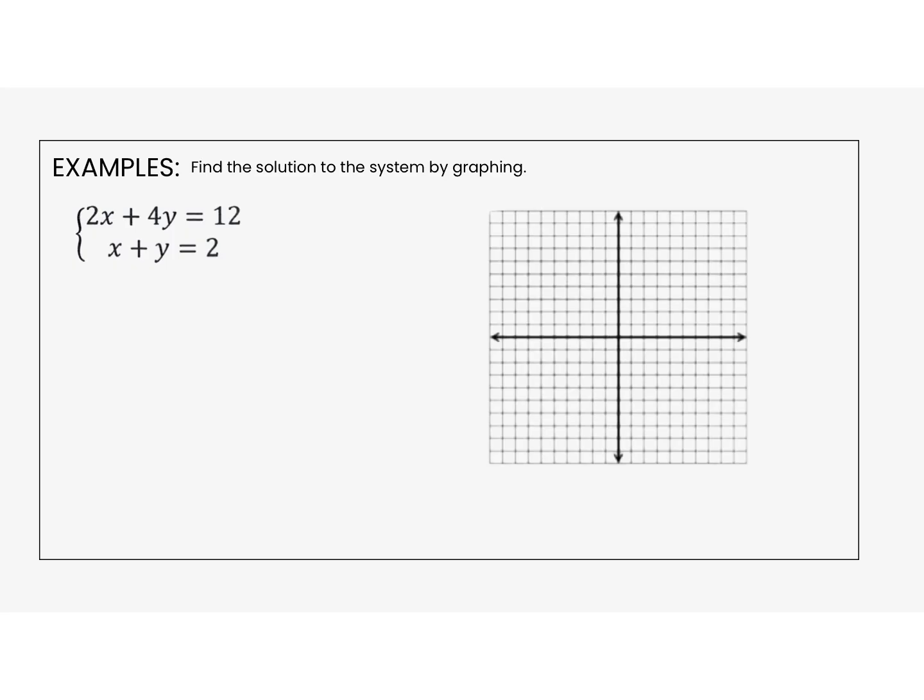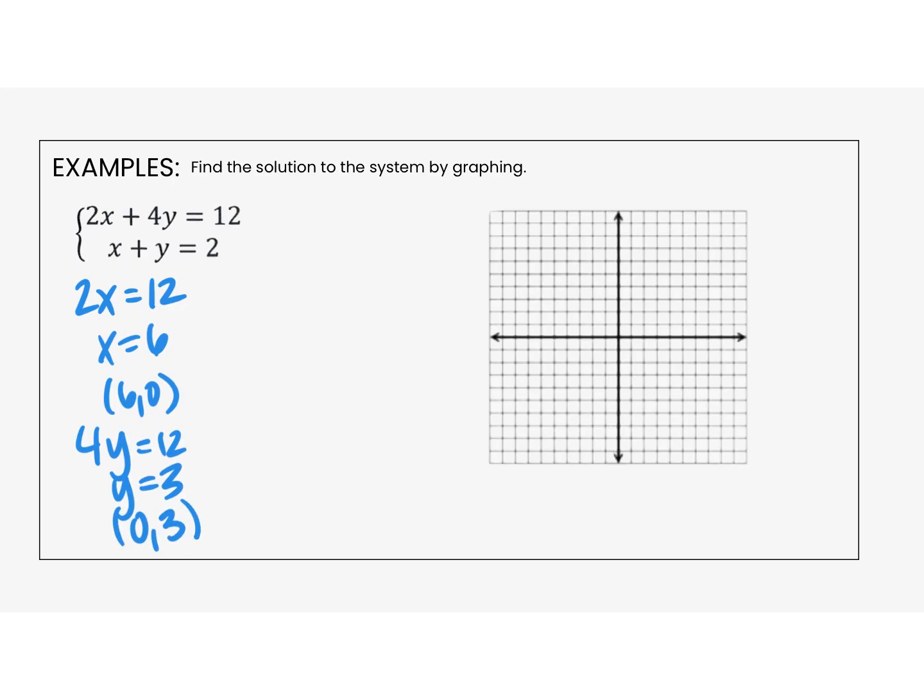Okay, next, here's another example. What you notice though is that these lines are not in slope-intercept form. So we can choose to write them in slope-intercept form, or you can use intercepts to graph them. So that's what I'm going to do for this one. So this first one, I would just get 2x equals 12, so x equals 6. So I can plot the point 6, 0. And then 4y equals 12, so y equals 3. So I can plot the point 0, 3.